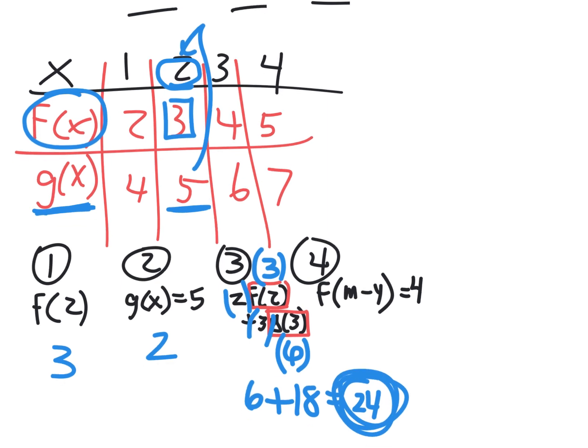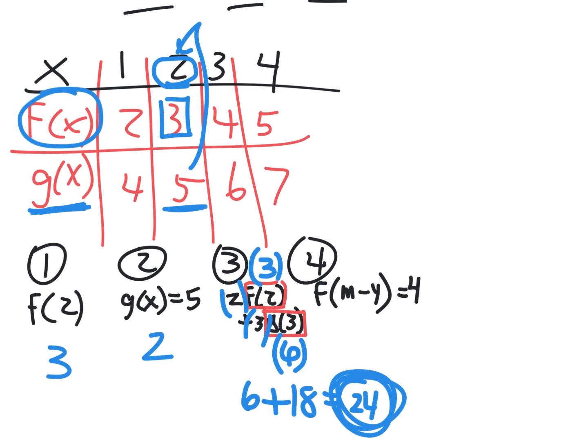Okay, now here's the difficult one. F of m minus 4. Well, there's no m on the thing. So what I would do first is figure out f of what is 4. You go here and you go f of 3 is 4. Make sure you get that. F of 3 is 4.